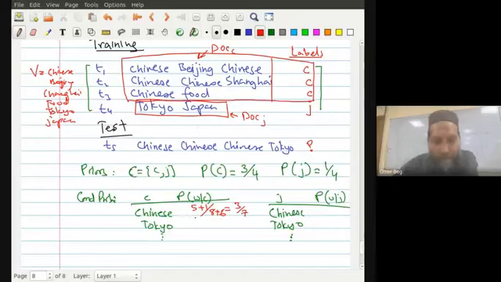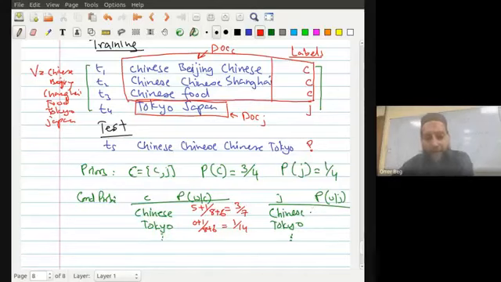Similarly, for Tokyo, Tokyo does not appear in the document C, so that's a 0 plus a 1 for smoothing, and the denominator is the same, 8 words appearing in doc C, plus the size of the vocabulary, which is 6, so this is 1 over 14.